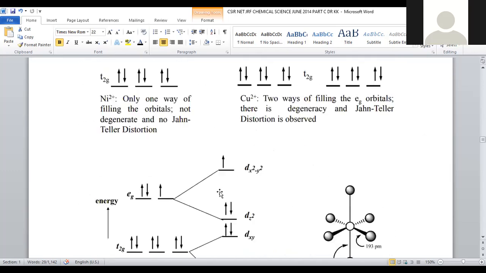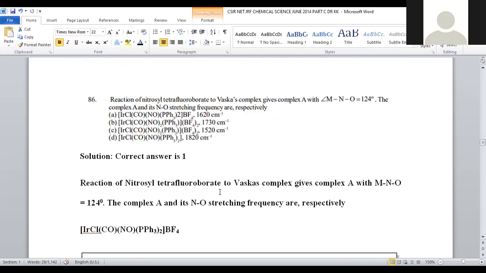Let us move on to question number 86. Reaction of nitrosyl tetrafluoroborate with Vaska's complex gives the complex A. Angle MNO is 124 degrees. The complex A and its NO stretching frequency are respectively, right? So the NO stretching frequency is to be predicted for this molecule.